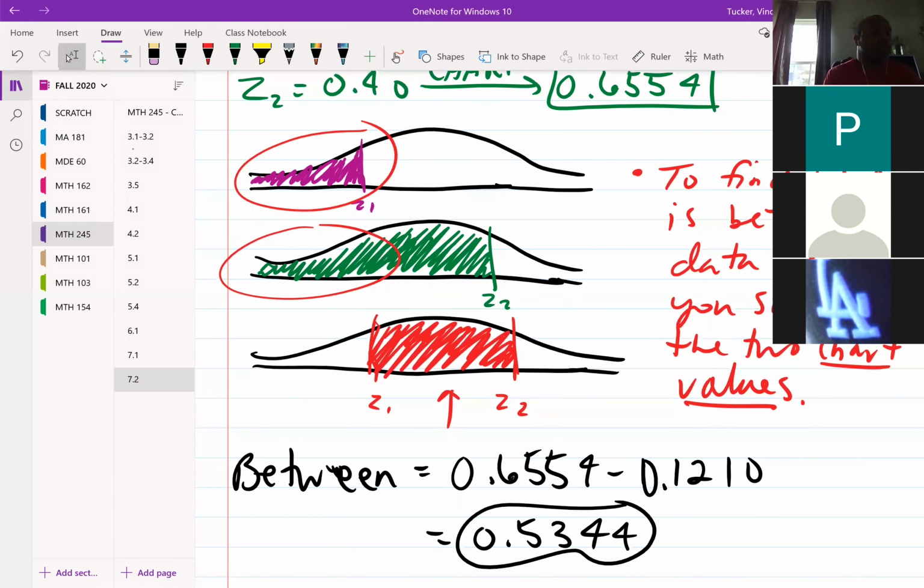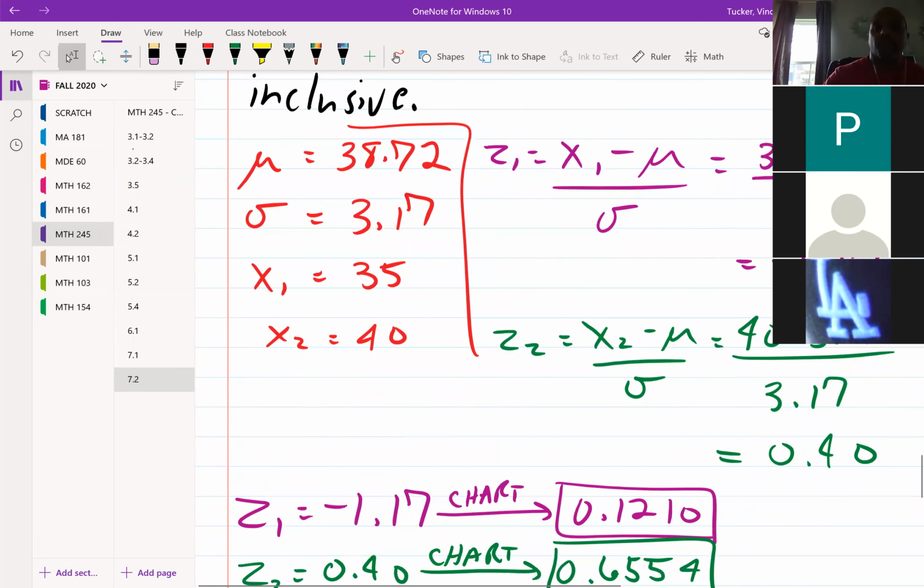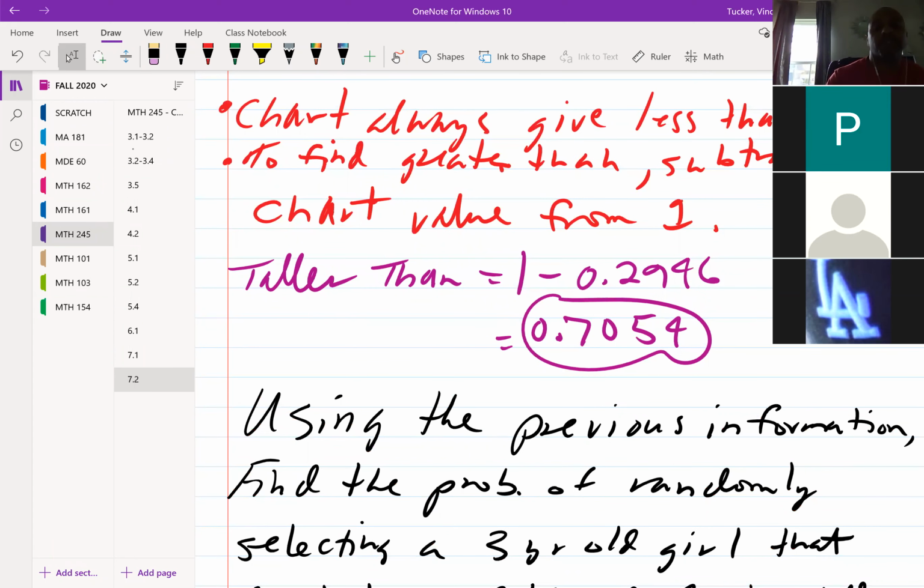All right, questions? Sir, you said not to do the z-values minus, didn't you? Right, we're subtracting the chart value. So when we go back to that one where we subtracted from one, it was the chart value, 0.2946. Oh, yeah, not the z-score. The z-score helped us to find the 0.2946.